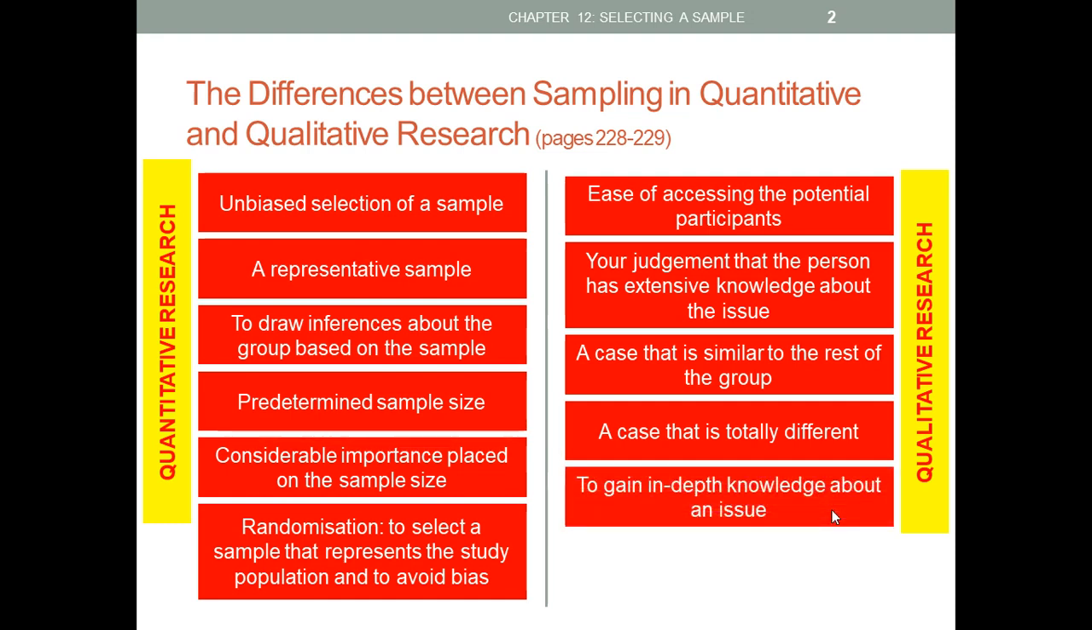Another key difference in sampling in both research approaches is this. A key purpose for a qualitative researcher is to gain in-depth knowledge about a particular topic. So in order to gain in-depth knowledge about a particular topic, a qualitative researcher has to go to the right people, to the people who possess the information about that topic.